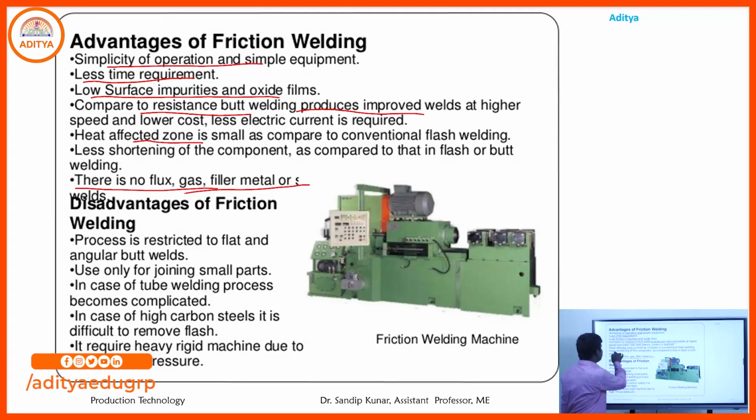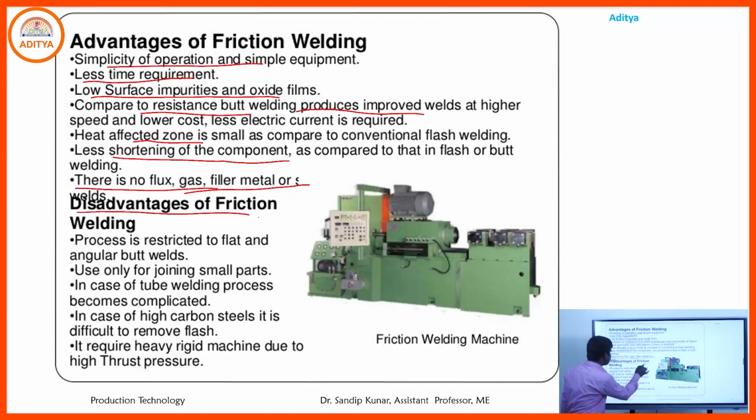And also less shortening of the component, means very small amount of the component is used up in that welding process. Another, what are the disadvantages of friction welding? This process is restricted to angular and flat types of welding. Any shape cannot be welded using that operation. Another, it is used only for joining small parts.